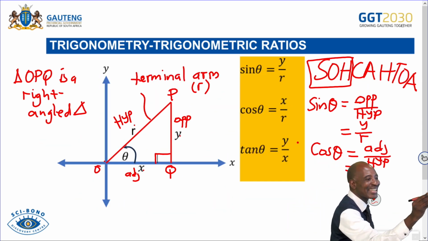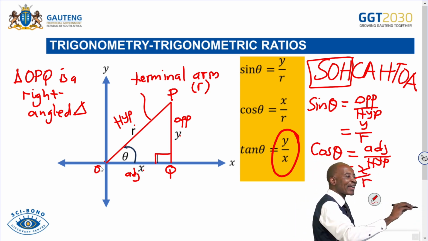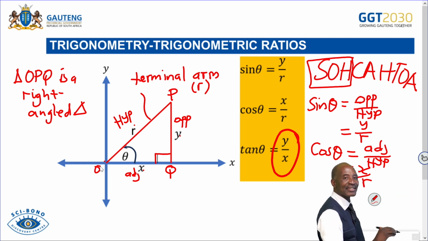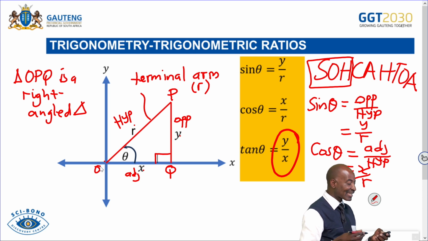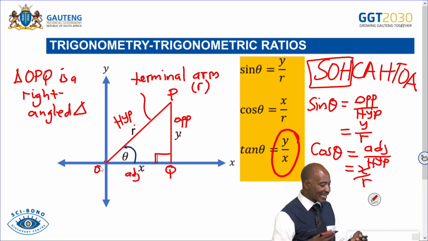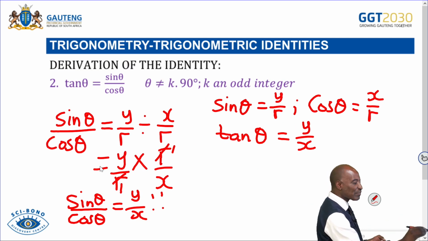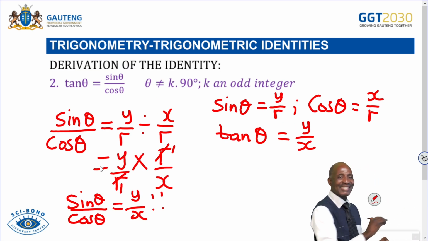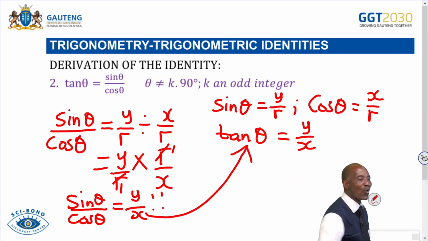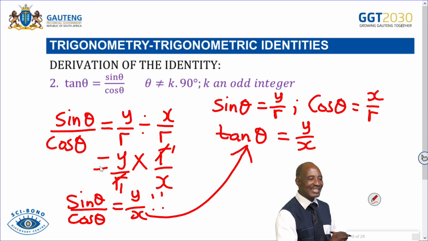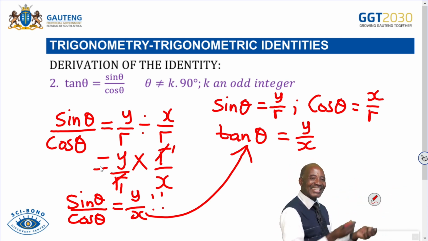I remember seeing y over x in that diagram is equivalent to the ratio tan. Tan of theta is opposite side divided by the adjacent side, which is y over x. But surprisingly here, when I divide sine by cosine, the result is the same, y over x, which is what I saw earlier on. What does this imply? It implies I have established another identity.